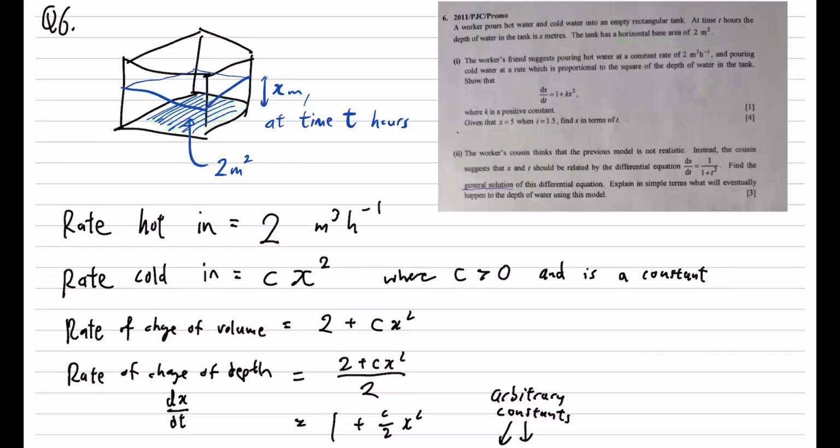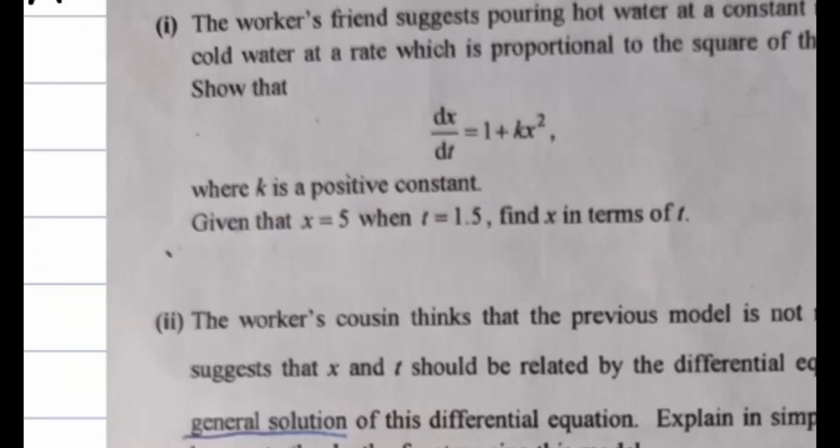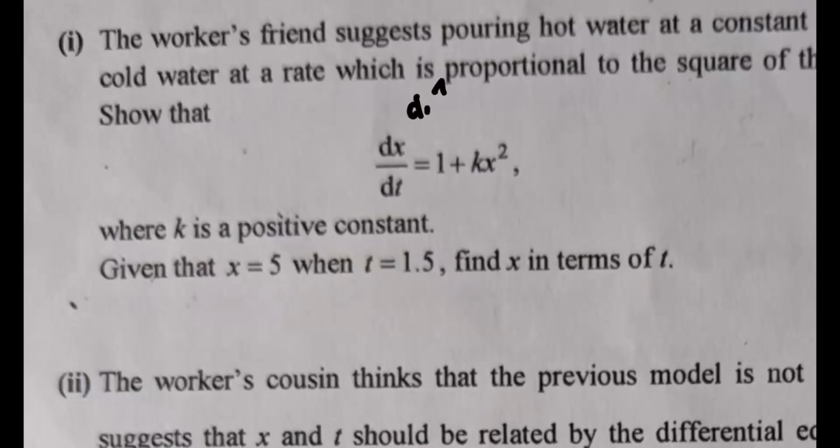The worker's friend suggests pouring hot water at a constant rate of 2 meter cubes h power -1. You know this means per hour, right? Yeah, 2 meter cube per hour. They are the same, it's just a different notation. And pouring cold water at a rate which is proportional to the square of the depth of water in the tank. Take note that when they say is proportional, they actually mean is directly proportional.